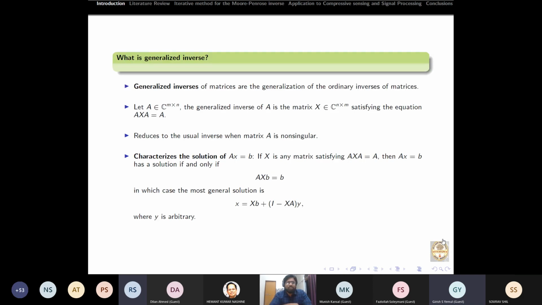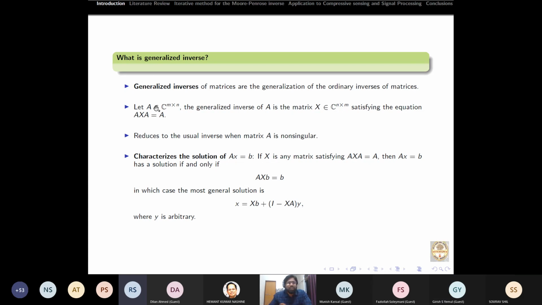So what is now generalized inverse? As its name indicates, generalized inverse means some kind of generalization is going on, right? Basically it is the generalization of the ordinary inverse of a matrix. What does generalization of the ordinary inverse mean? That I will discuss later on. First, let me tell you about the definition.